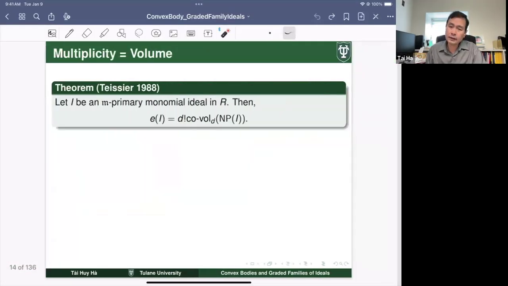So in fact, this is true in a very general setting, and it says here in this proof that if I is an m-primary monomial ideal, then the multiplicity of I is d factorial times the volume of the complement of the Newton polyhedron inside the first quadrant of R to the d. And I would write the co-volume to represent the volume of the complement of whatever that object is inside the first quadrant.